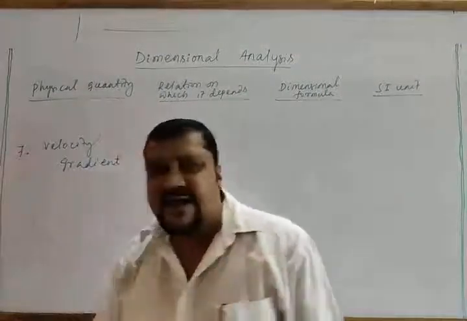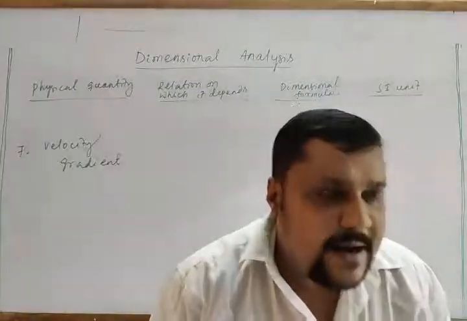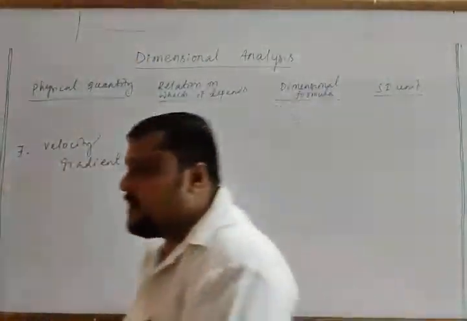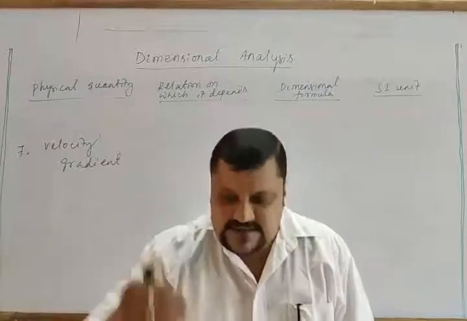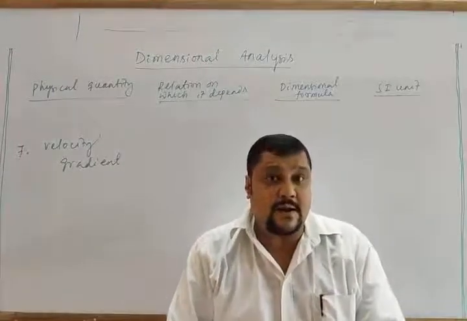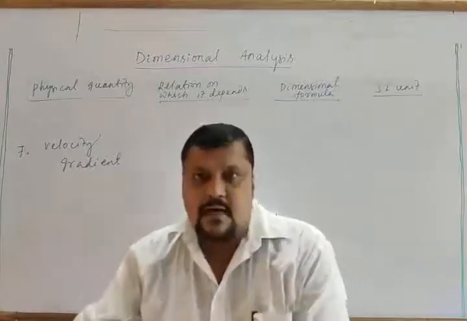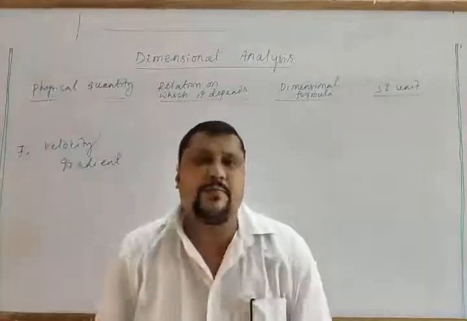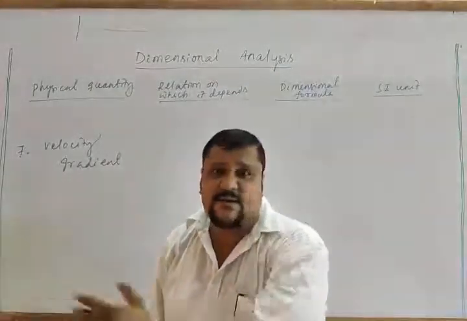So what does the velocity gradient mean? Suppose I am moving with a velocity of 5 kilometer per hour for 5 kilometers. Then after that distance, I am moving with 10 kilometer per hour for the next 7 kilometers. Next, for 8 kilometers, I am moving with 3 kilometer per hour. So that is called velocity gradient: how the velocity changes with respect to distance.